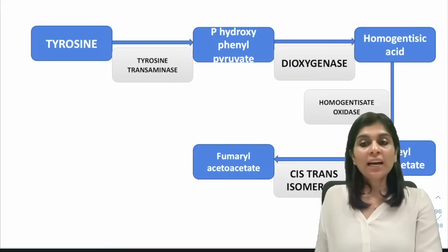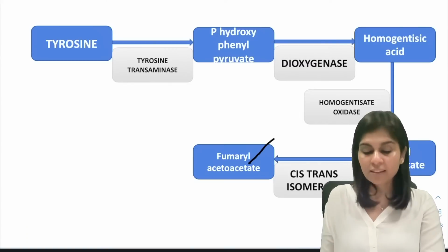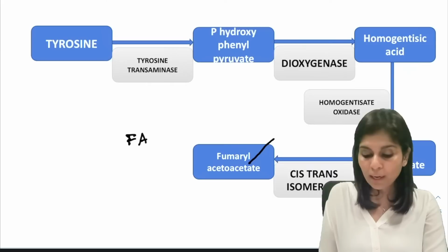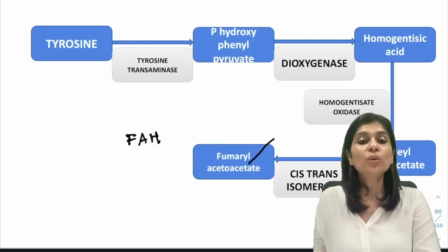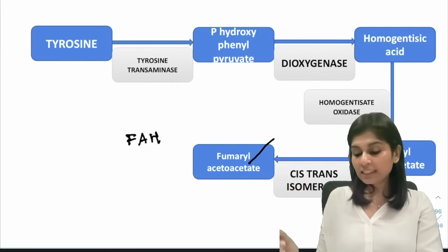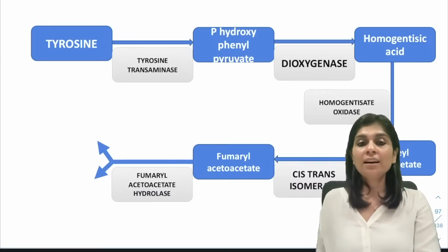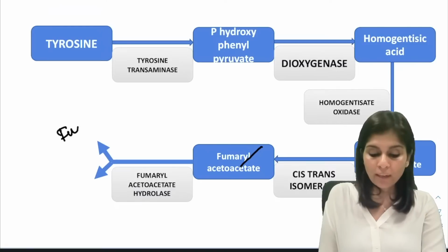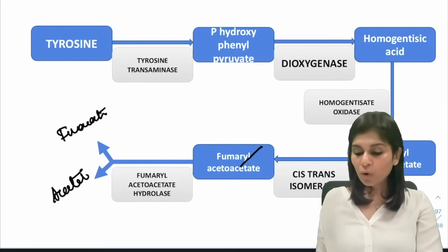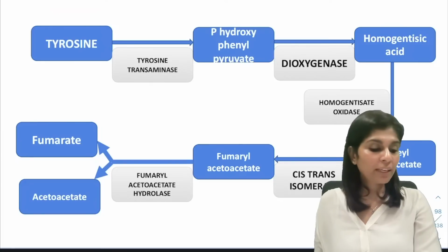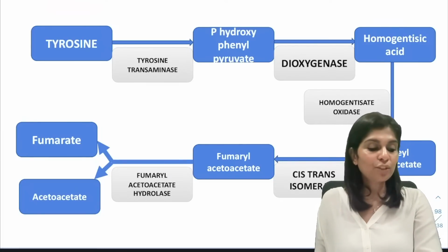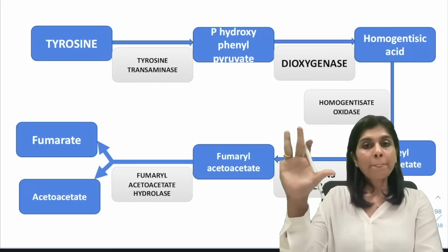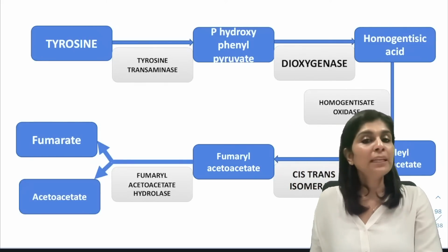And all that you will have to do is cleave this. For cleaving this, the enzyme that you want is fumarylacetoacetate hydrolase. So the last enzyme is fumarylacetoacetate hydrolase, which cleaves fumarylacetoacetate to form fumarate and acetoacetate. So what are the final products that you get from tyrosine? You get fumarate and acetoacetate. Is that clear? So this is normal tyrosine metabolism.